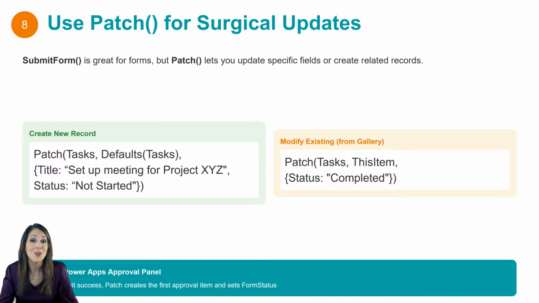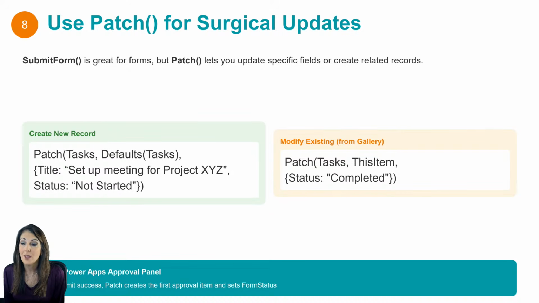So tip number 8 is going to be use Patch for surgical updates. Get familiar with submitting a form versus patching. You have this form control, like the purchase request form control that I was using, and you saw how it has all the fields in it. Well, when you use the SubmitForm function, it submits everything that was filled out on that form. It's very easy. It's just that one little function.